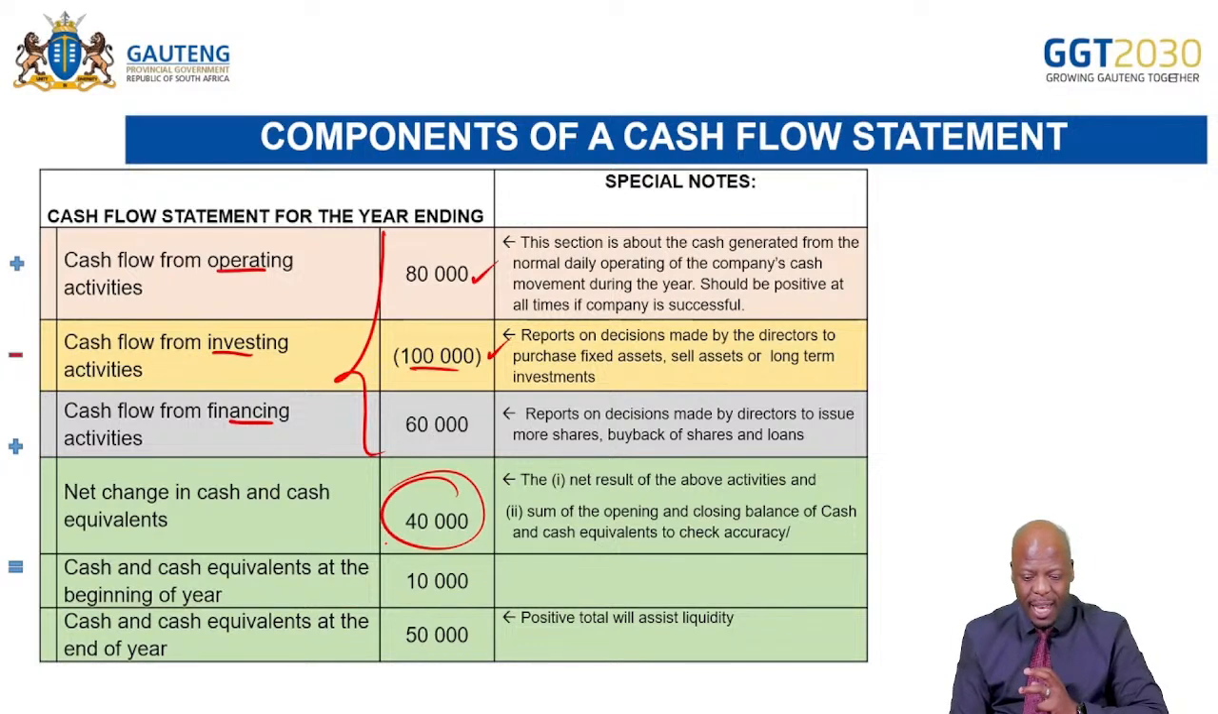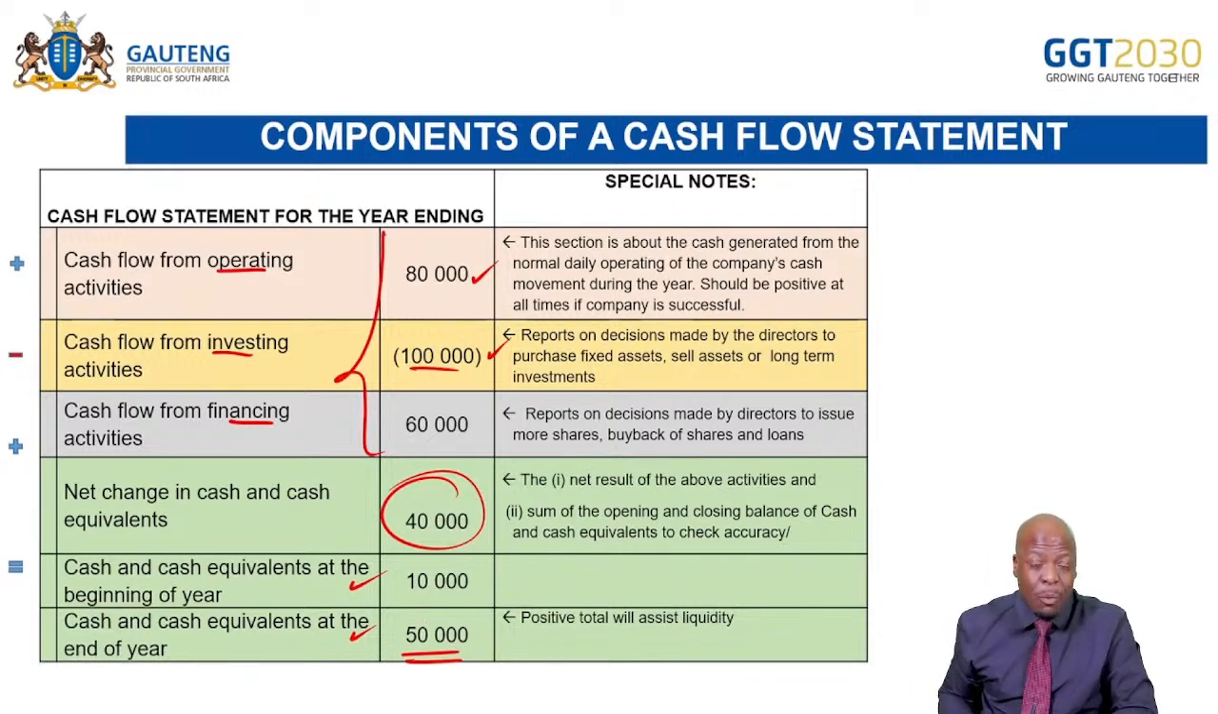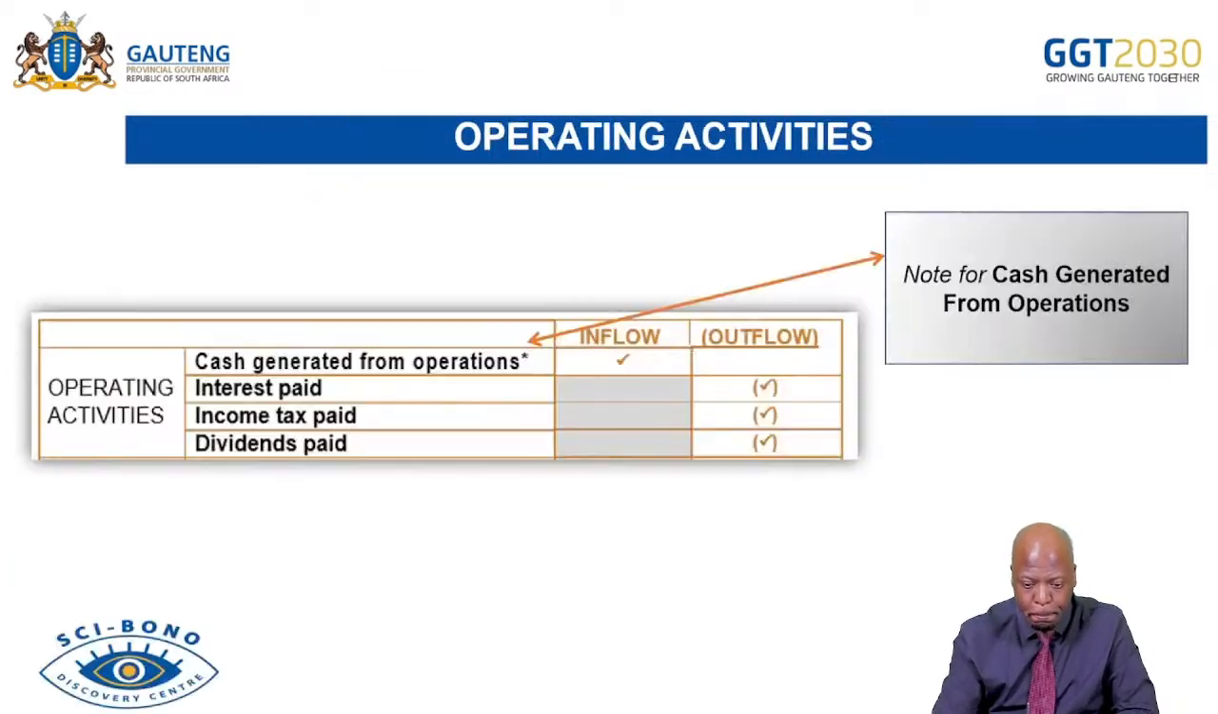Then you say cash and cash equivalents at the beginning of the year, which is 10. At the end of the year, you end up with 50,000. All right, so I'm going to show you today how to add up all these figures to the point that you end up with that cash and cash equivalents at the end of the year.